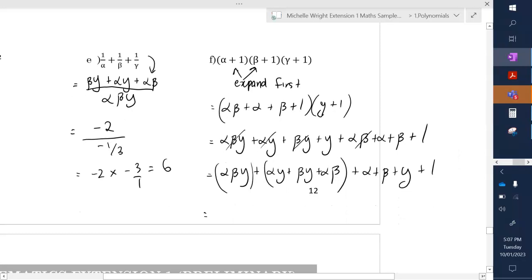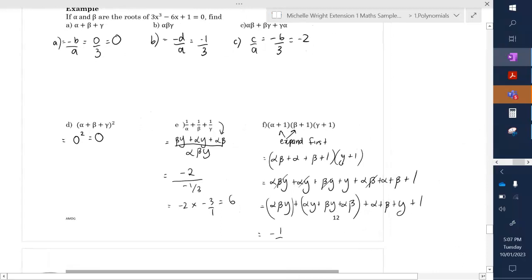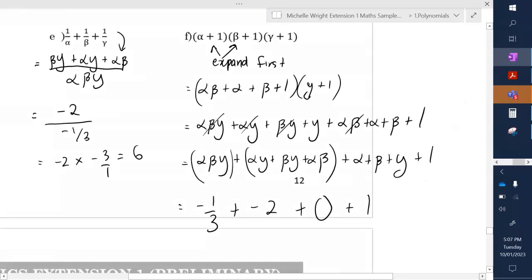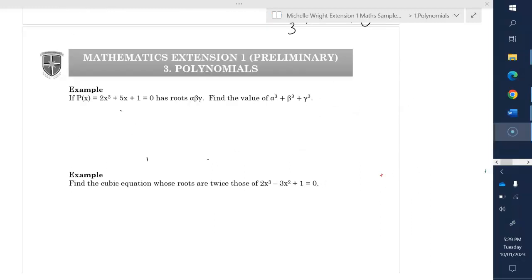Okay, so alpha beta gamma we've got as minus a third. The roots summed 2 at a time is equal to minus 2. Our roots as individuals up here is 0. And then we're adding a 1 at the end there. Okay, so what we end up with is minus a third minus 2, which is minus 2 and a third. And then we're going to add another 1, so we're back to minus 1 and 1/3. Okay, let's move on to the next example.